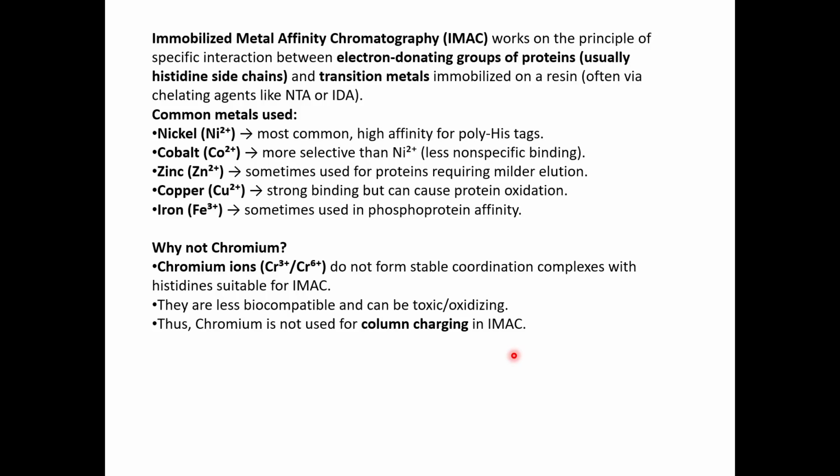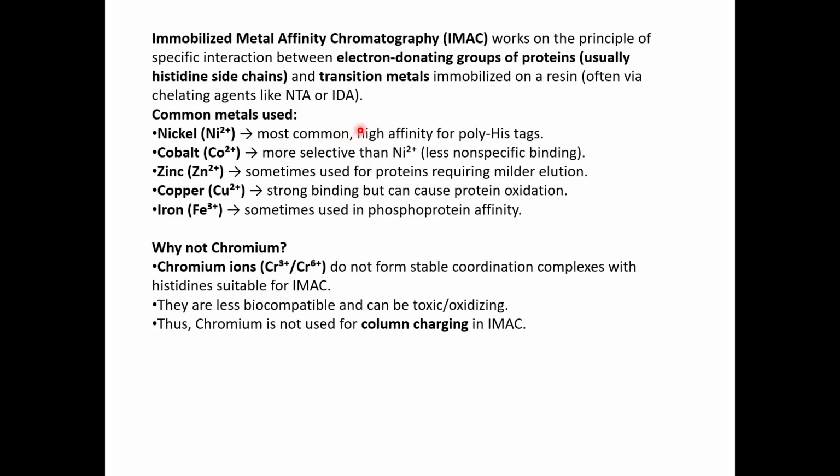Then next is immobilized metal affinity chromatography. So this works on the principle specific to electron donating groups of proteins, usually like histidine side chains and transition metals. So these are immobilized on a resin, and this is often done using a chelating agent like nickel NTA, or IDA. So the common metals used are nickel, cobalt, zinc, copper, and iron.